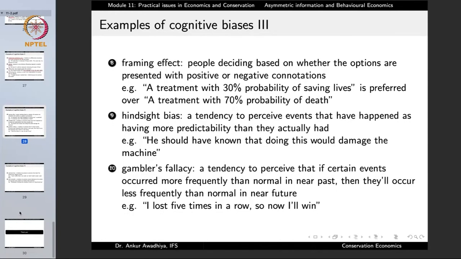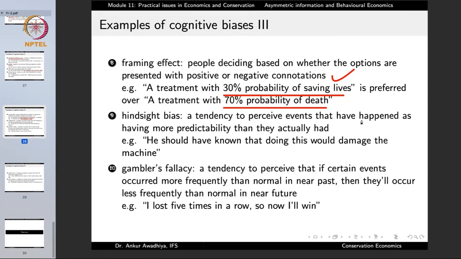Framing effect, people deciding based on whether the options are presented with positive or negative connotations. A treatment with 30% probability of saving lives is preferred over a treatment with 70% probability of death. Now, look at both of these. Both of these mean the same thing. 30% survival is 70% death. But then if you present it in a positive sense, then people like it more. This is the bias.